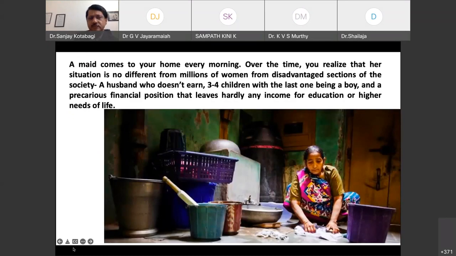This is C. This is the normal scene in most of the houses. A maid comes to our house every morning. Over time, we realize that her situation is no different from millions of women from the disadvantaged section of society. That is, a husband who doesn't earn, 3 to 4 children, with the last one being a boy, and a precarious financial position that leaves hardly any income for education or higher needs of the family. That means that pain is seen on the face of the maid servant. It's a common story in most of the houses.